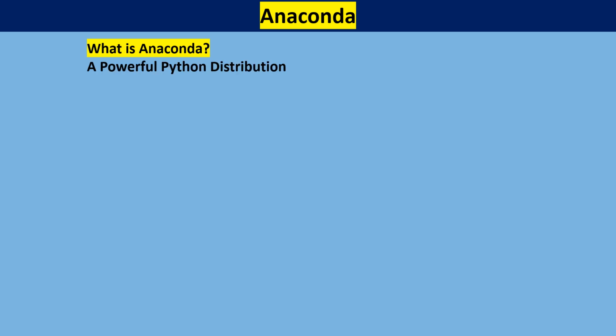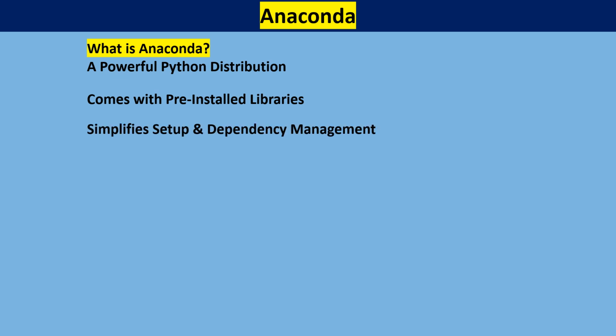So what is Anaconda? Anaconda is a Python distribution designed for data science, machine learning, and scientific computing. It simplifies the setup process by including essential tools and libraries by default. It comes with pre-installed libraries. Unlike a standard Python installation, Anaconda includes 250 plus essential libraries, reducing the need for manual installation. Many beginners struggle with installing libraries and resolving dependencies. Anaconda provides a ready-to-use environment that eliminates these challenges.